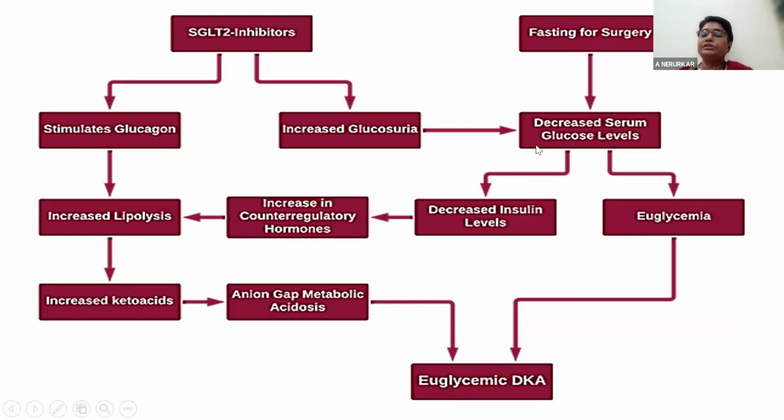Now, the decreased serum glucose levels lead to decreased insulin levels, but the stress response leads to an increase in the counter-regulatory hormones. Also, the SGLT2 inhibitors stimulate glucagon. All this leads to increased lipolysis, increased ketoacid production, and an anion gap metabolic acidosis, which presents as euglycemic DKA.